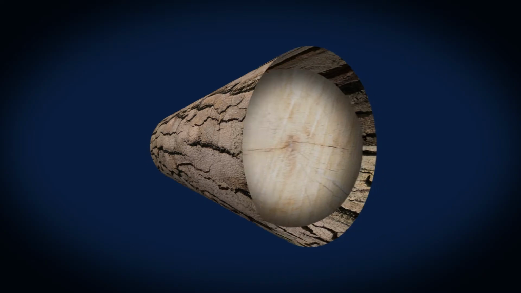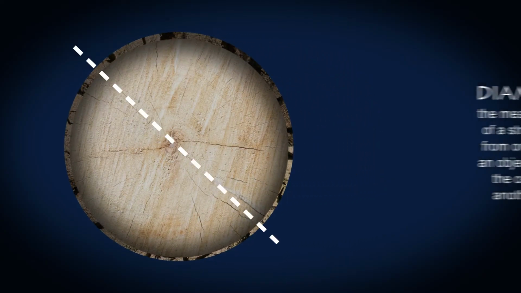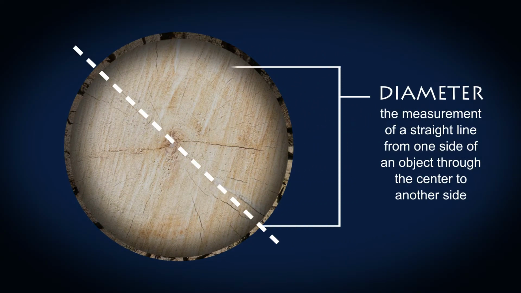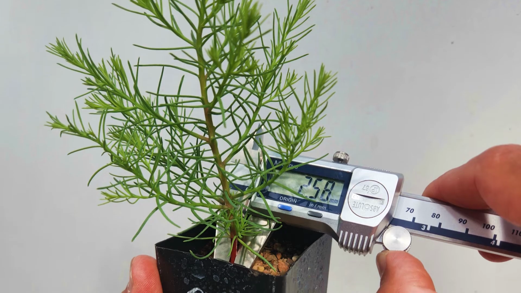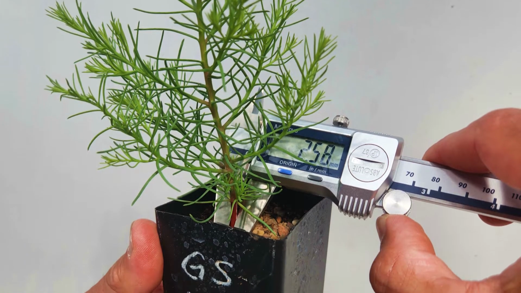So we measure their height, but we also want to measure their diameter. The diameter is the distance from one side of their trunk to the other. Basically, this lets us know how wide they are. And we measure that using something called digital calipers.